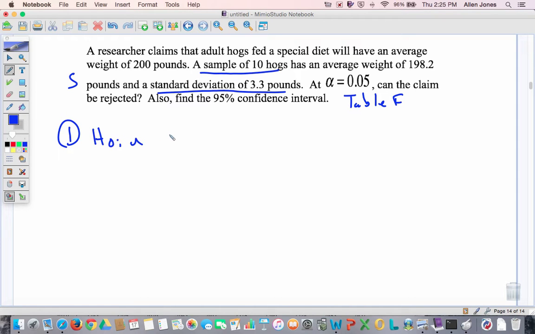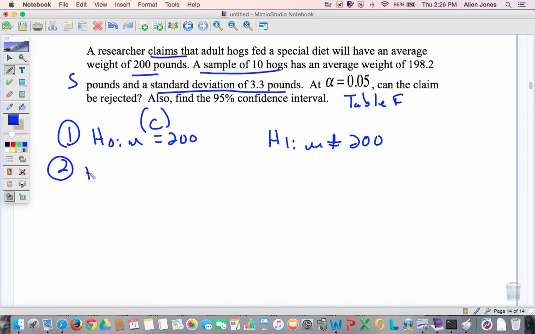So step number 1, we're working with our mean of 200 pounds. Our mean of 200 pounds will have a weight of 200, so equal to and not equal to. Read back through here. Researcher claims that adult hogs will have an average weight, so here is our claim. It's again a two-tailed test, which actually winds up giving us a shortcut that I'll talk about here in just a second. Degrees of freedom are 9.